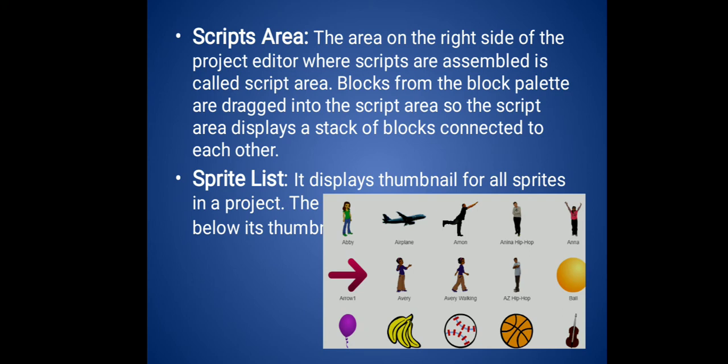Now script area. Script area is a place where you're going to write your script. The area on the right hand side of the project editor where scripts are assembled is called script area. Now it is saying here right hand side, but at times you will also find it on left hand side, so don't worry about that. Blocks from the block palette are dragged into the script area. So the script area displays a stack of blocks connected to each other. Now this area will also have a zoom tool at the bottom from where you can zoom in and zoom out your blocks in the script area.